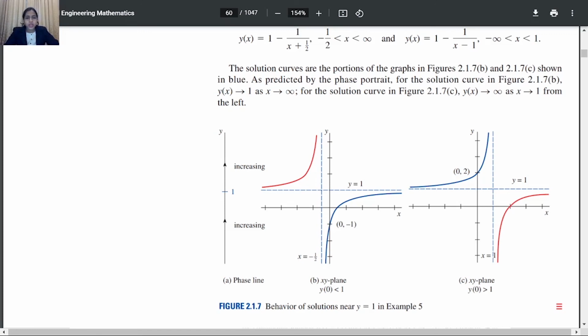I hope the concept of solution curves is clear for you. Just go through the example and read the 4 properties or 4 observations that we have made, and relate them to the examples given to us, and you will be able to understand it clearly. There is nothing much complicated in this.